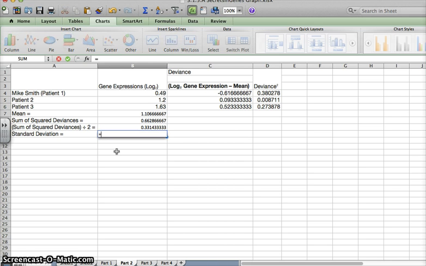And then the standard deviation is the square root of the sum of the deviances divided by 2. So you just take equal sign SQRT, parenthesis, and click that number, and it'll find the square root of that number. And that's all you have to do.